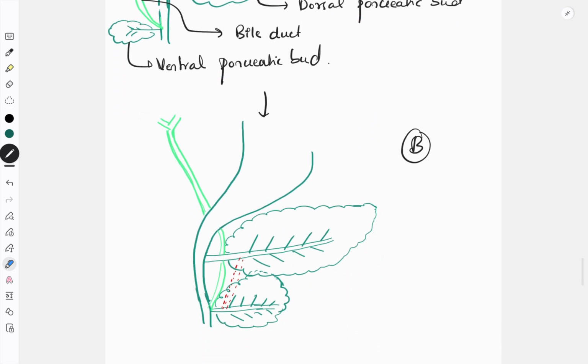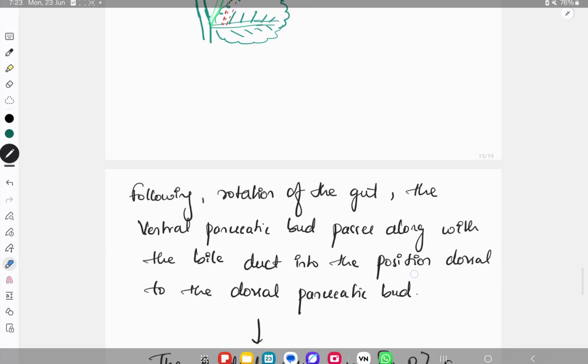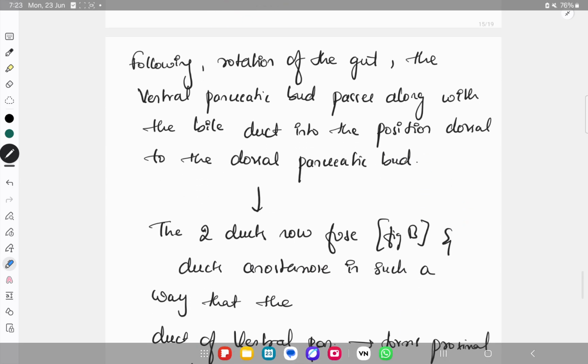Next, what happens after the rotation of the gut? This ventral pancreatic bud will come and sit here. And after that, these two ducts will join. And that is how the development of the pancreas takes place. So let us read about it.